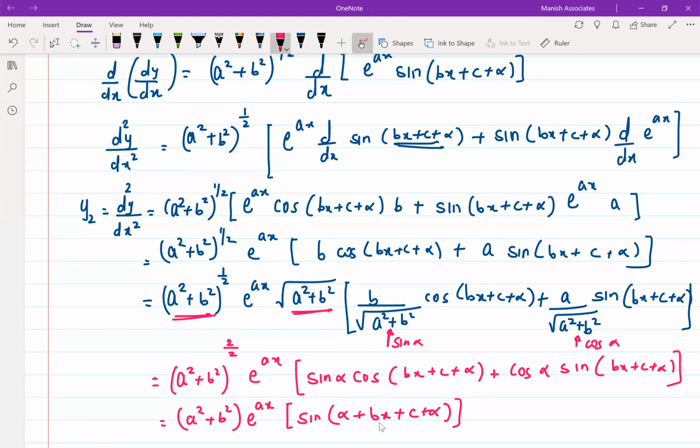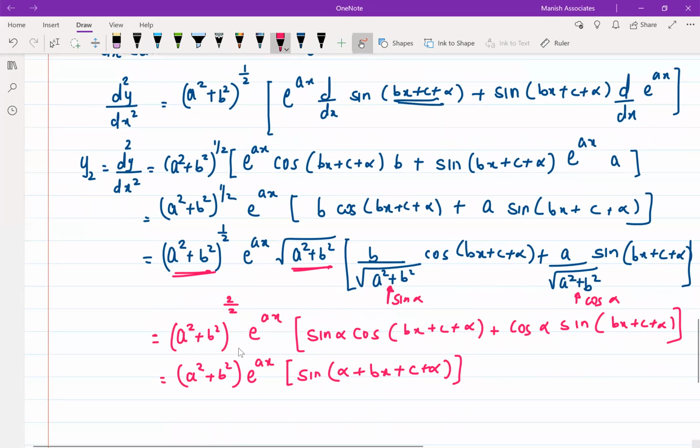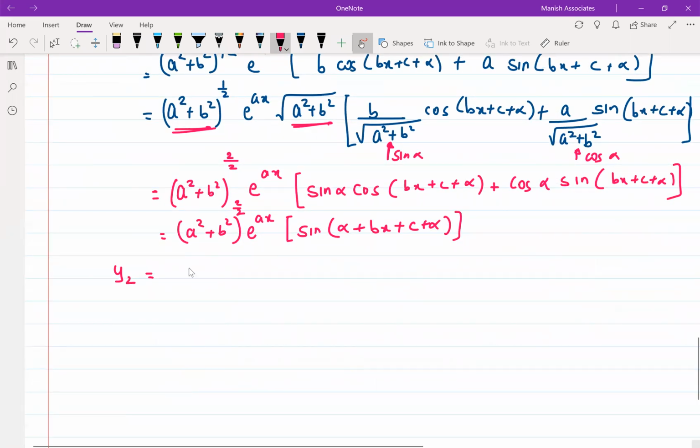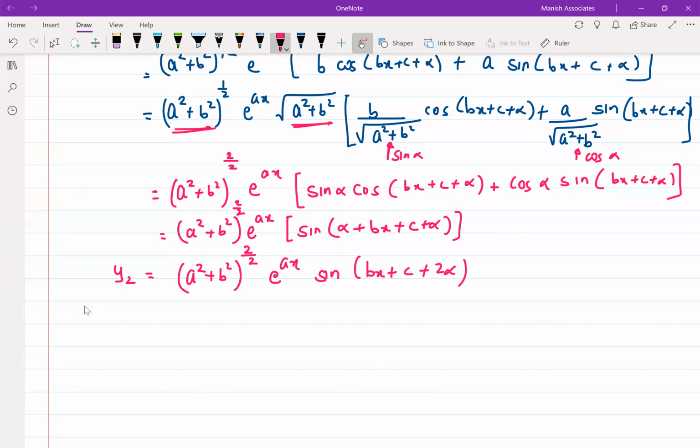Sine of alpha plus this angle. Again, I have applied sine a cos b plus cos a sine b equals sine of a plus b. All right. So eventually, I will get y2 as, please look here very carefully. I will get y2 as what? A square plus b square raised to 2 by 2 into e raised to ax into sine of bx plus c plus 2 alpha.